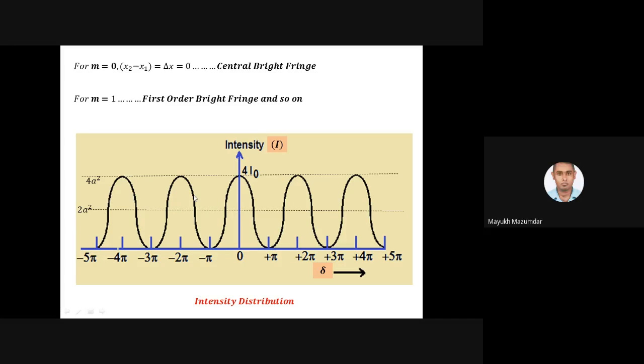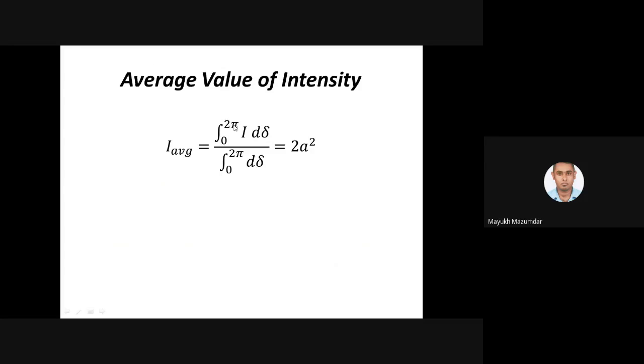Okay, and so the maximum is 4a square, and this is the average one, 2a square. It's not that I have deliberately drawn it at the middle and called it 2a square. You can do the calculation. If you want to calculate the average intensity over the entire cycle, what is the cycle? 0 to 2 pi. For a complete wave, you have to do this thing.